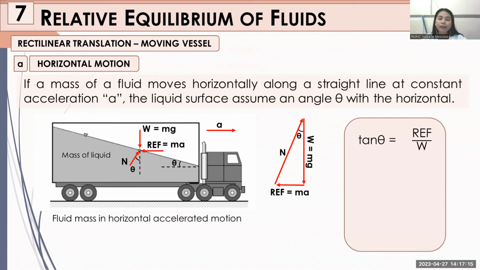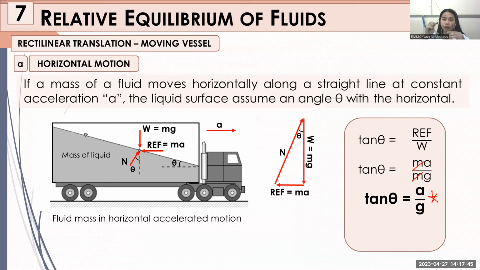Okay? So, we will use tangent of theta is equals to reverse effective force divided by the weight, opposite over adjacent. So, we know that your reverse effective force is mass times acceleration, while your weight is mass times gravity. Therefore, mass here will be cancelled. Ano na lang yung maiiwan? That is tangent of theta is equals to acceleration over g. So, take note of this formula, no? Magagamit natin to kung angle theta and acceleration yung hinahanap natin.